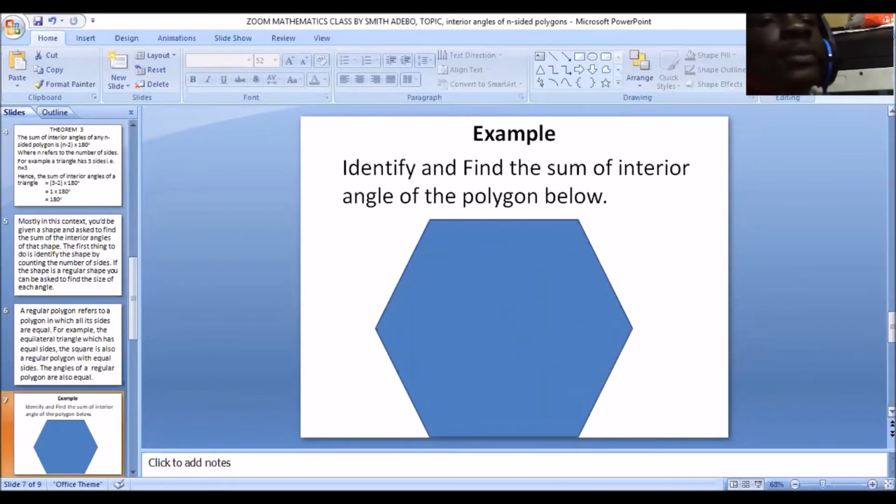Now, example: identify and find the sum of interior angles of the polygon below. Firstly, you identify.